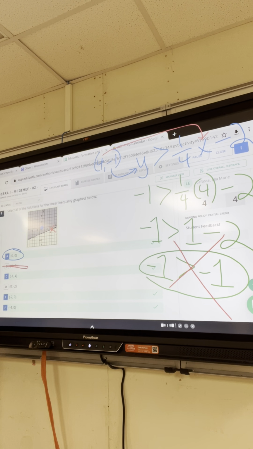Understand? Next one. -1 comma 4. 1, 2, 3, 4. Right here. -1 comma 4. Solution or not a solution? Solution. -1, 4 is a solution. Yes. So color it in.